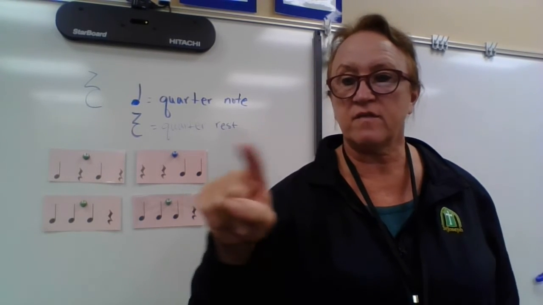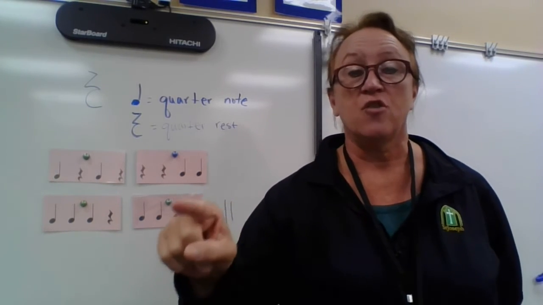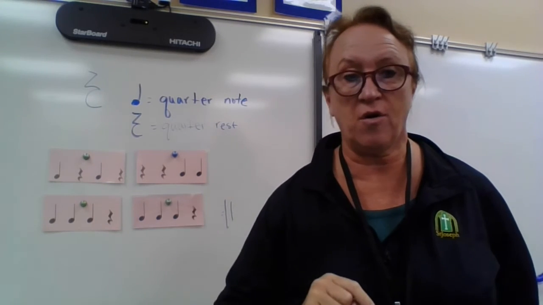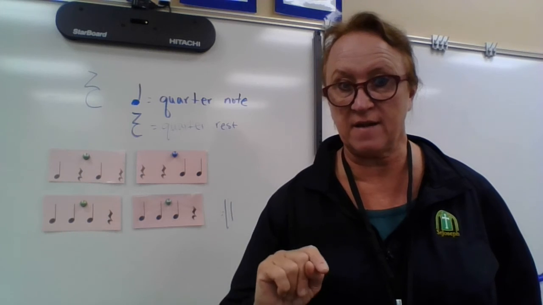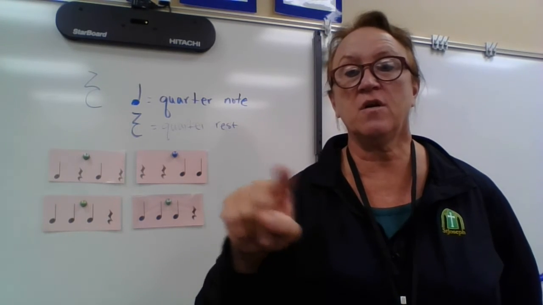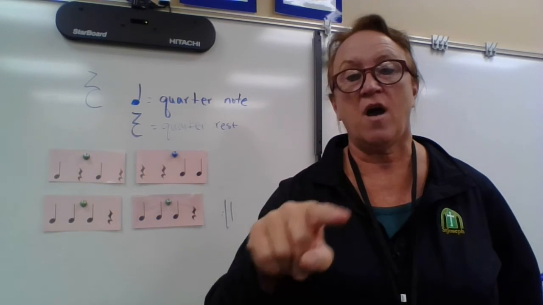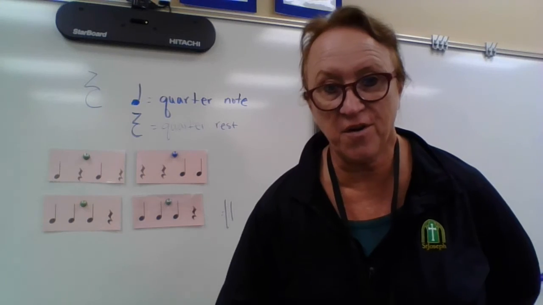Ready? Draw a circle, color it in, color it in, color it in. Draw a circle, color it in. Add a stem for a quarter note. And let's do it again one more time. This time the stem goes down, the line goes down. Draw a circle, color it in, color it in, color it in. Draw a circle, color it in. Add a stem for a quarter note.